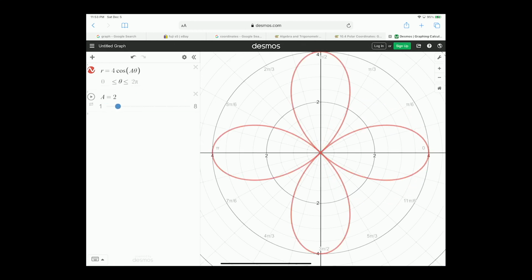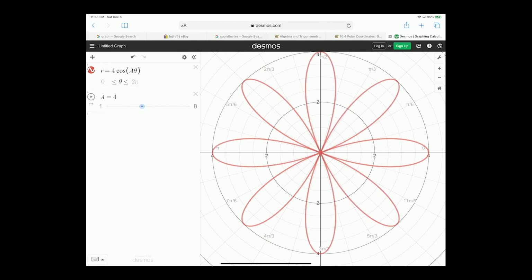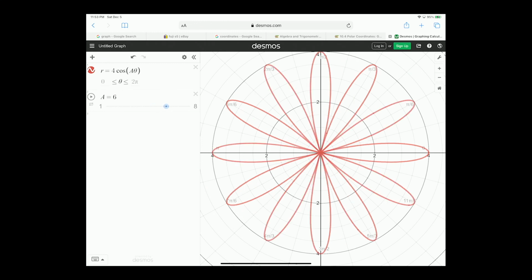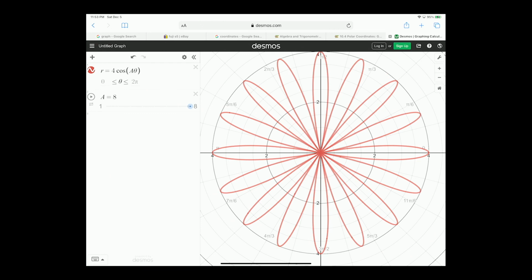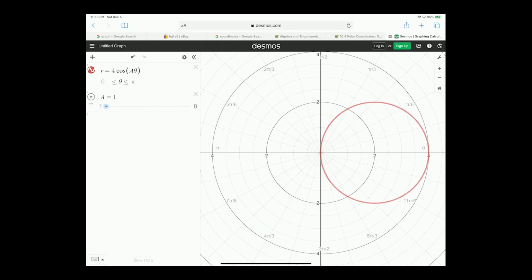If I go here, this is 4 cosine 2 theta. 4 cosine 3 theta, which has 3 petals. 4 cosine 4 theta, which has 8 if you count them. 4 cosine 5 theta, which has 5. 4 cosine 6 theta has 12. 7 theta has 7. And 8 theta should have 16 petals. Right? So there's all of our petals, our roses, I should say.